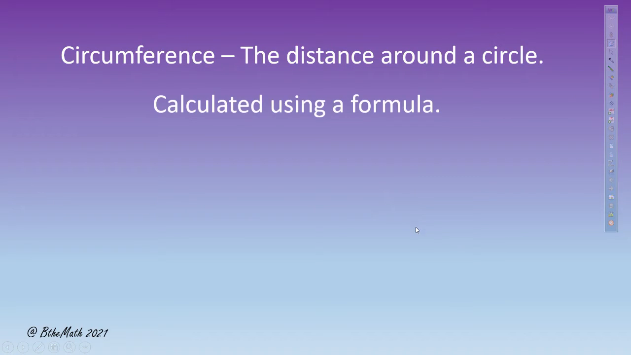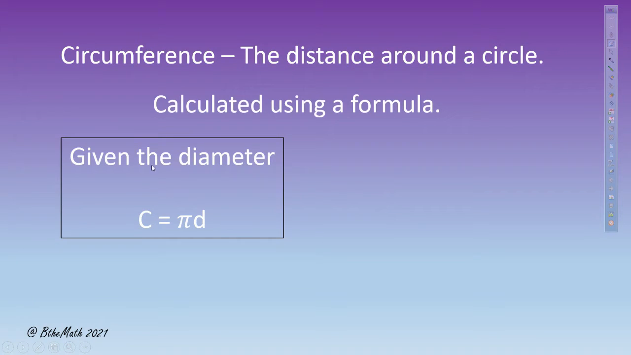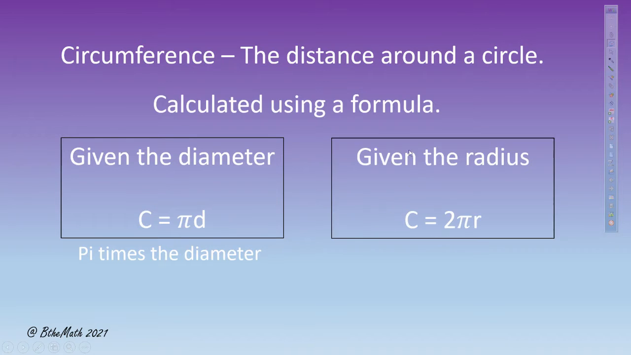It's calculated using a formula, and there's 2 formulas. If we're given the diameter, we use the formula C equals pi d, which just means pi, the 3.14 that we talked about, times the diameter. Or, if we're given the radius, we use this formula C equals 2 pi r. That just means 2 times the radius, 2r, times pi. Basically, you're just getting the diameter and using pi.